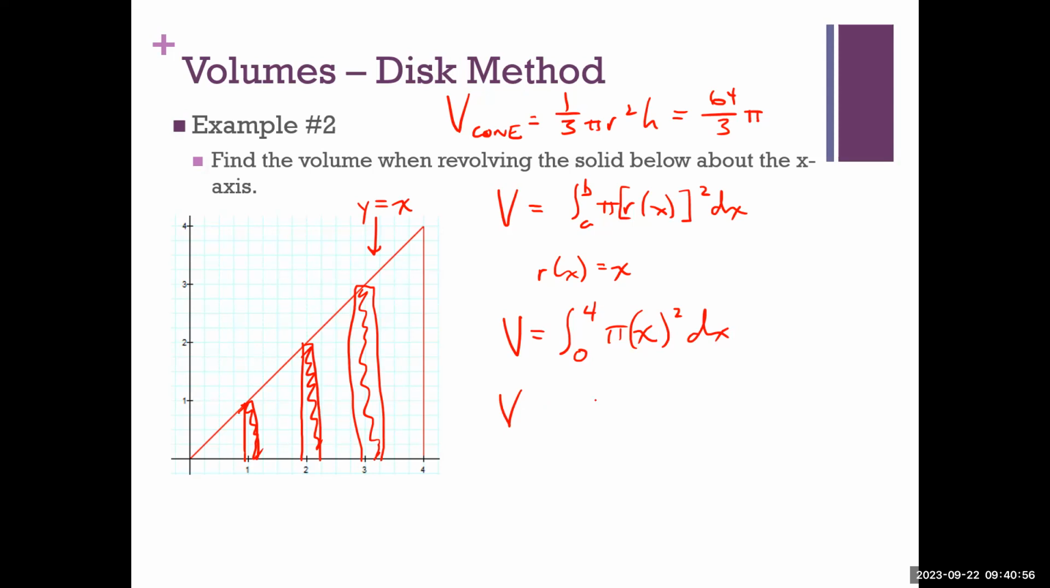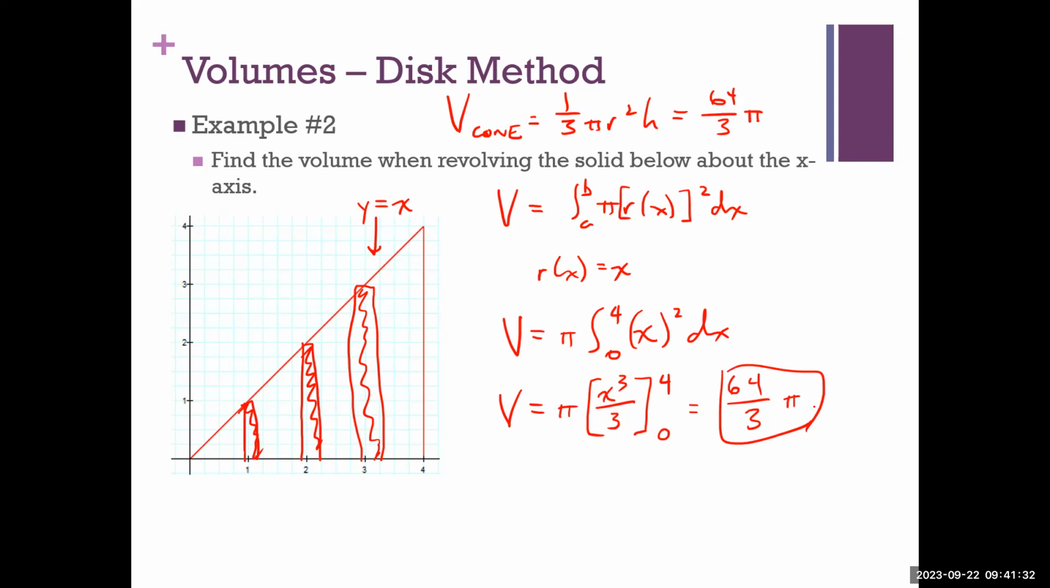Here's one thing I'm going to point out, since I got very used to you all telling me to pull constants out of integrals. We can absolutely do that. You don't have to, but if you'd rather not deal with it until the very end, that's fine. But for now, let's pull it out just to give you a different look. So the integral of x squared is x cubed over 3, evaluated from 0 to 4. And that should give us 64 over 3 pi. Any questions?